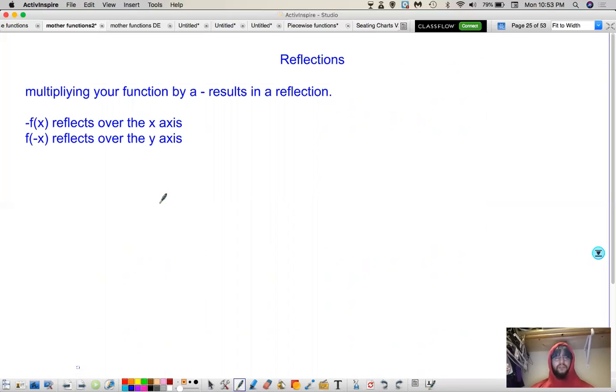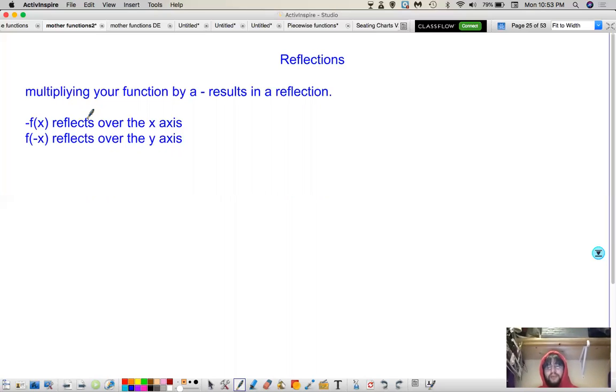Reflections. So if you multiply your function by a negative, you get a reflection. That's where reflections come from, is the negatives. If it's outside of the function, not inside the parentheses with the function or the absolute value bars or whatever kind of function you got, you reflect over the x-axis. So you go like from here down or up.